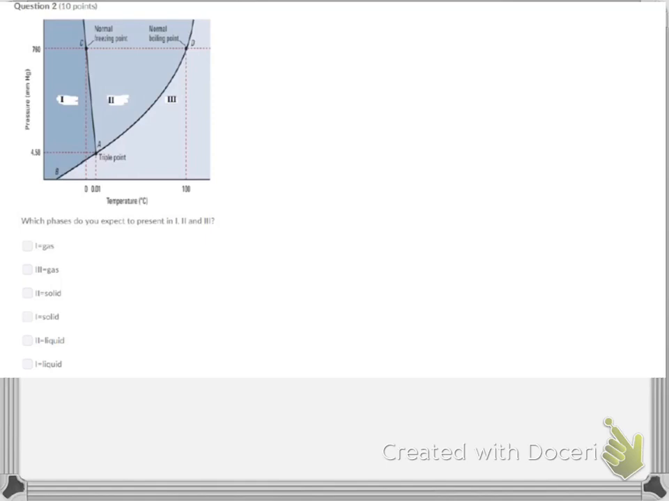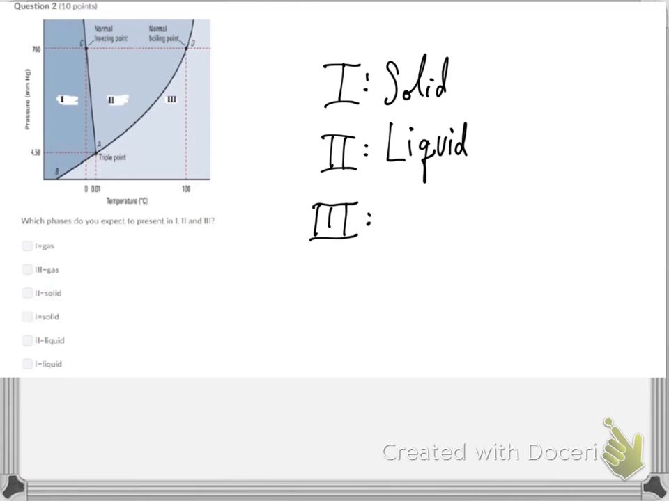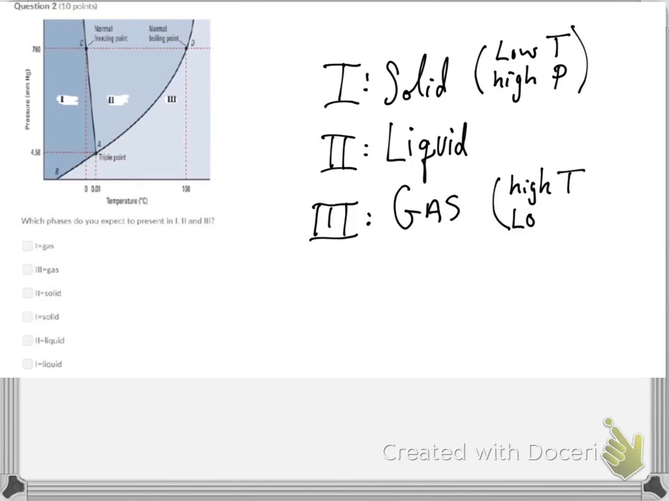All right, so the next question is about making sure you feel comfortable with the phase diagram and what it's telling you. Here in region 1, we have the solid phase. This is going to be at high pressures and low temperatures. Gases are always going to be on the bottom right, which is high temperatures on the x-axis and low pressures. Using that, we would assign region 1 as solid, region 2 as liquid, and region 3 as gas.